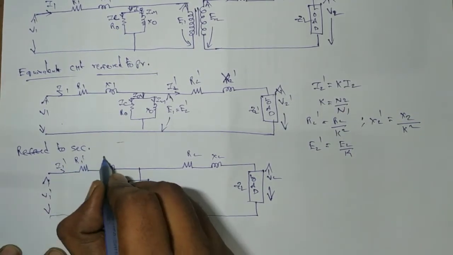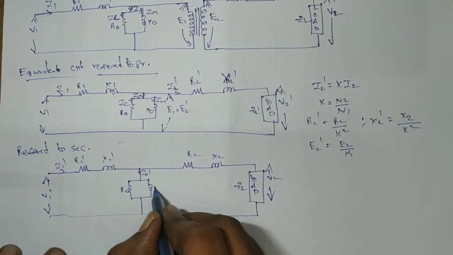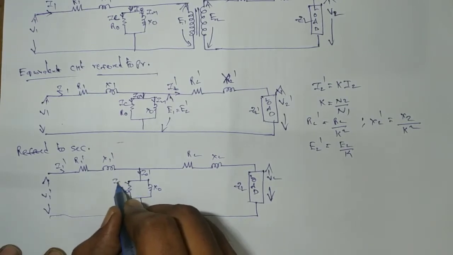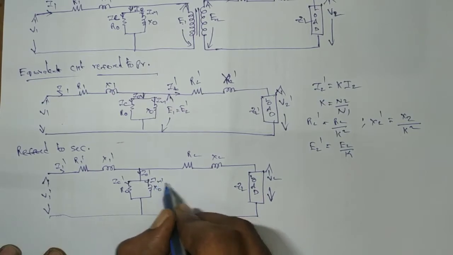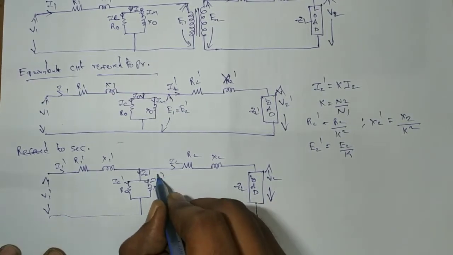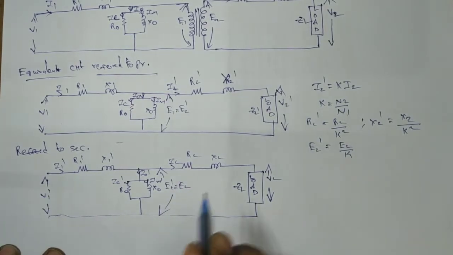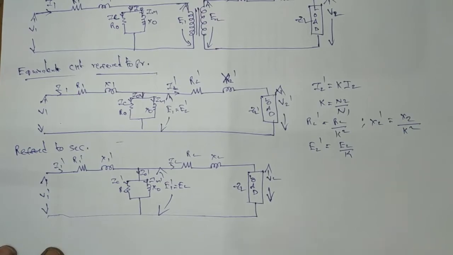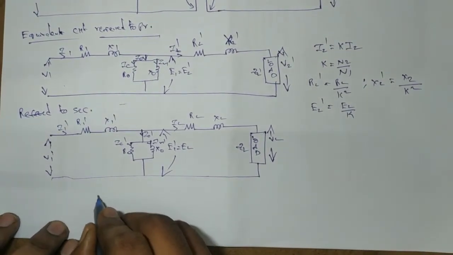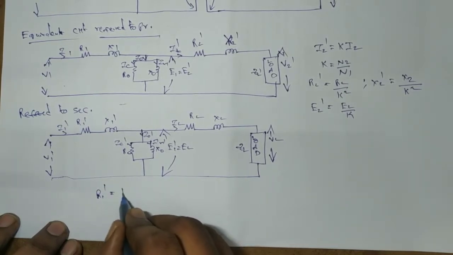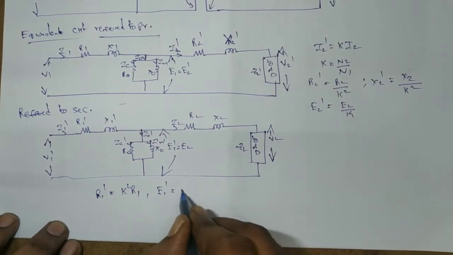R1 dash, I2, I1 dash, and X1 dash. I0 dash, R0 dash and X0 dash, and current flowing is core component IC dash and magnetizing component IM dash. And the voltage across no load will also be equal to E1 dash or else equal to E2. Now the formulas for this: R1 dash is nothing but K square into R1. These are the formulas when referred to the secondary. And E1 dash is nothing but K into E1.